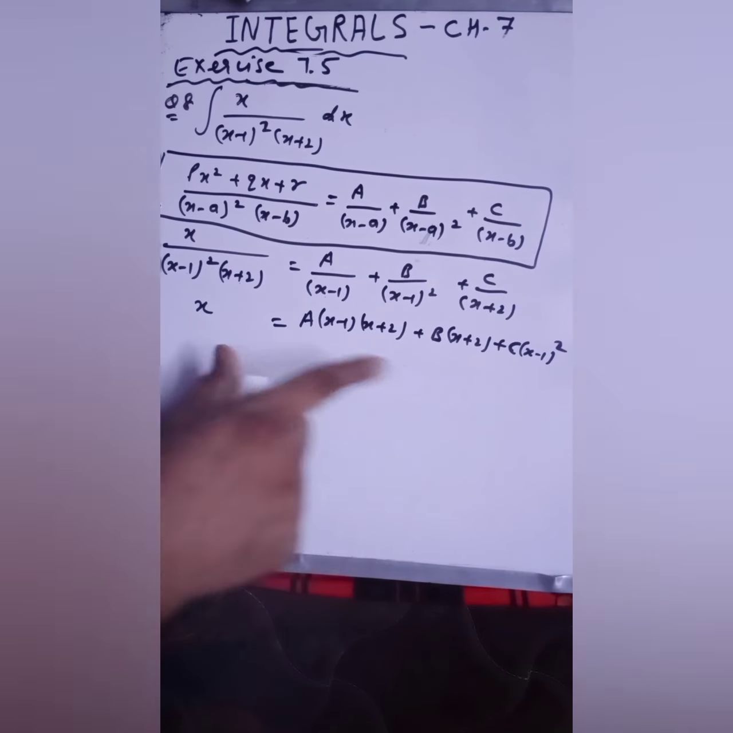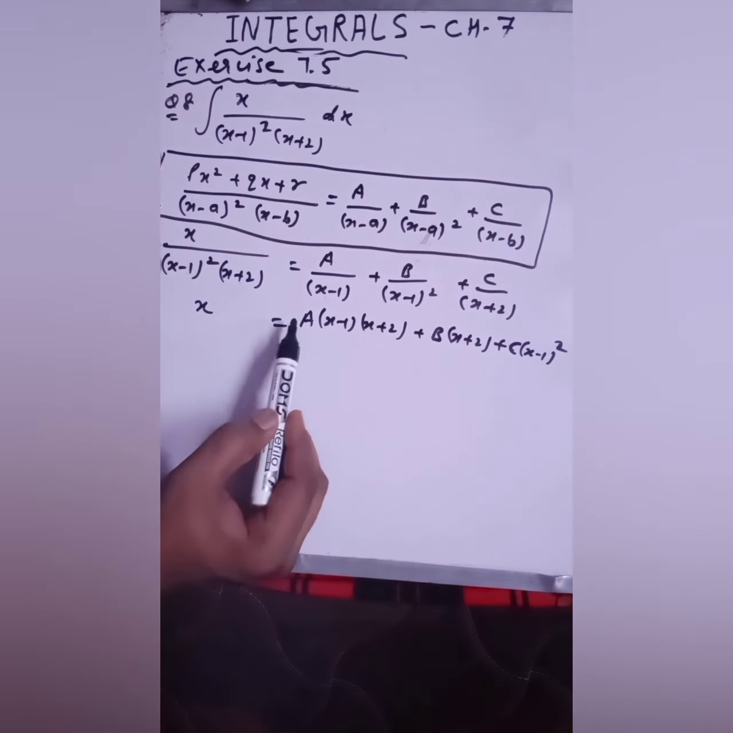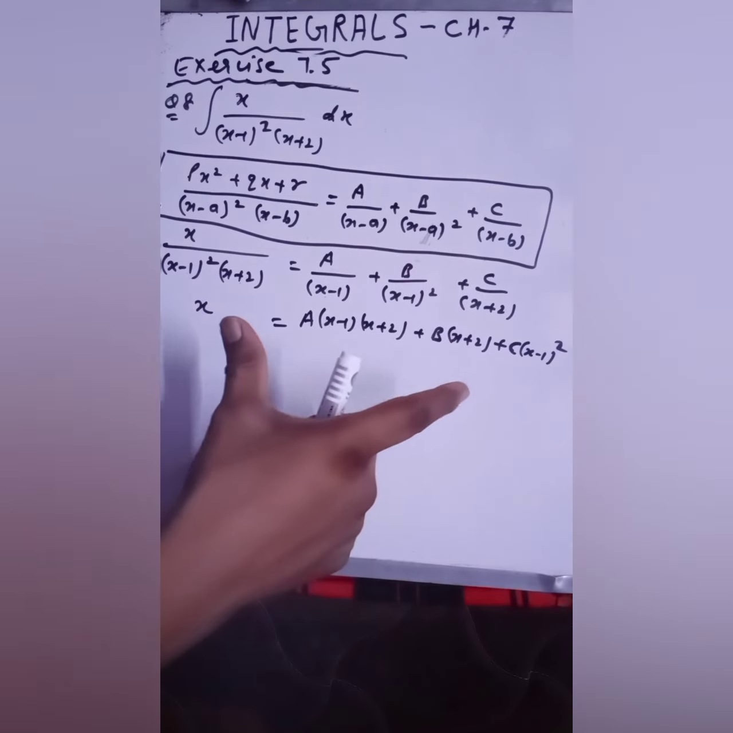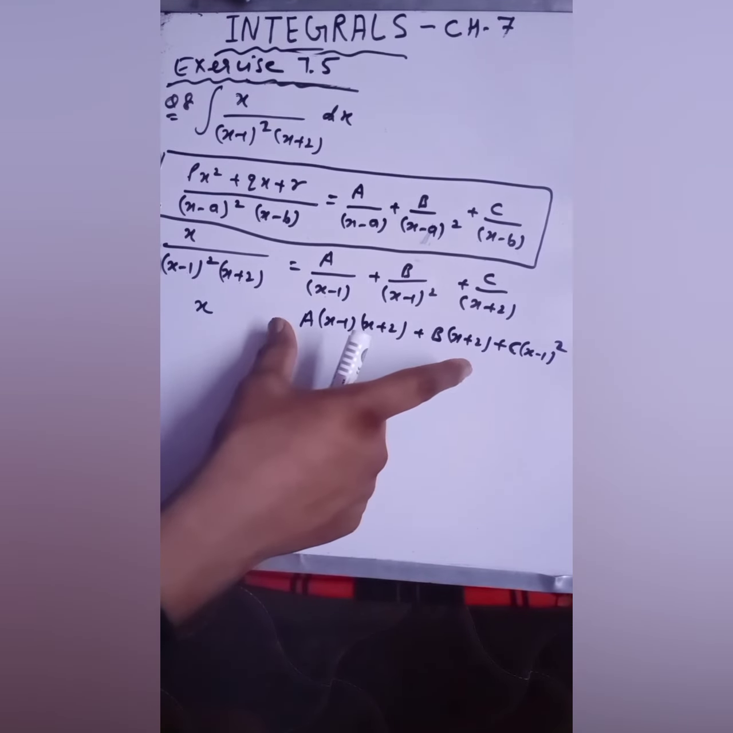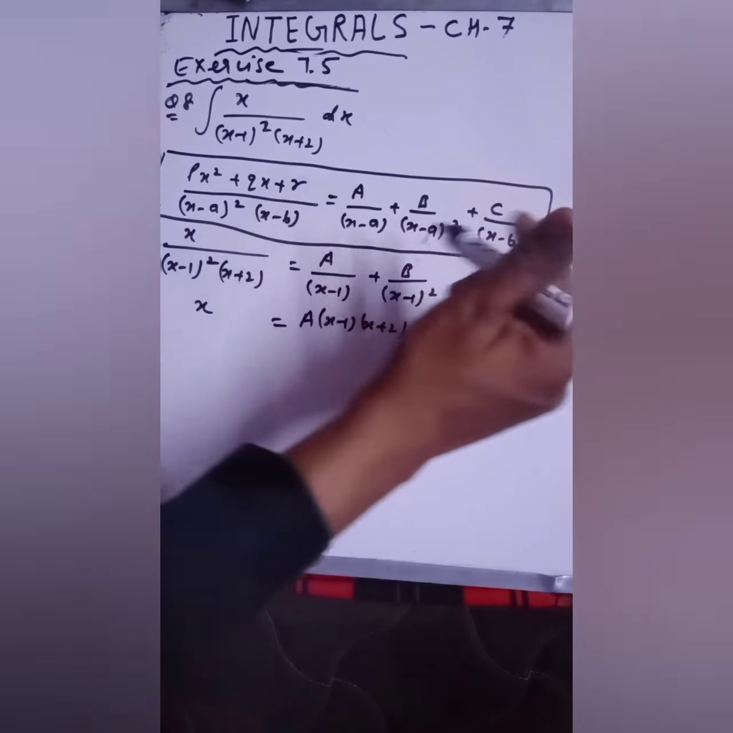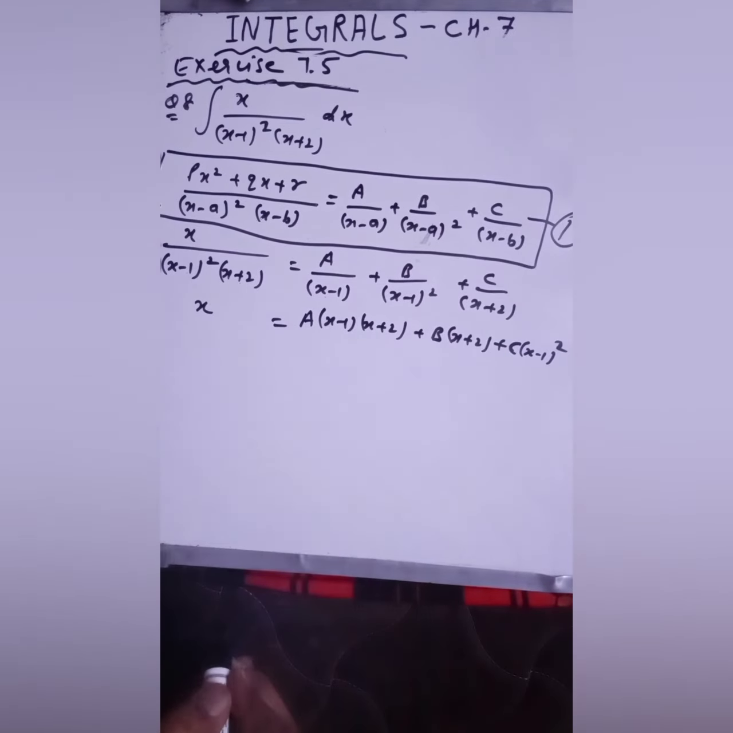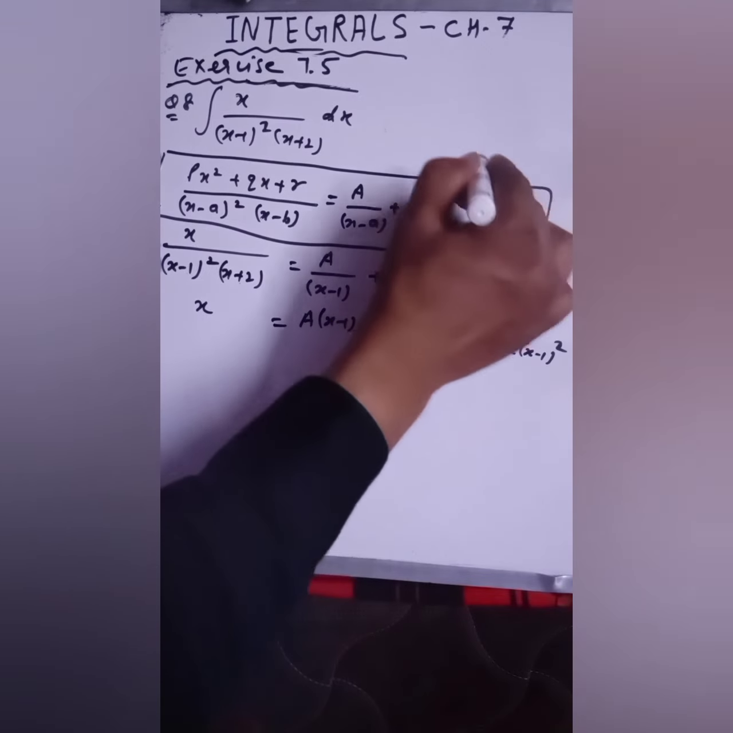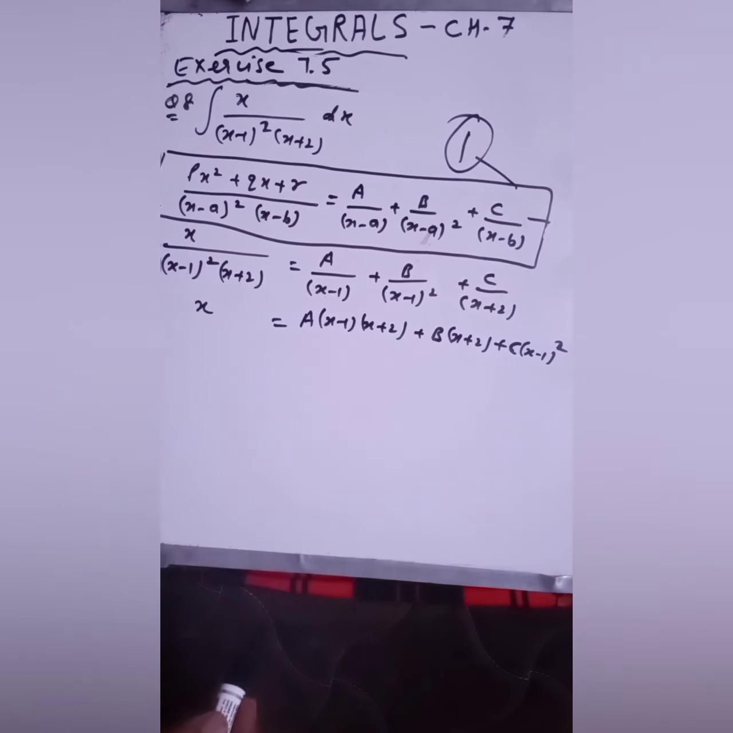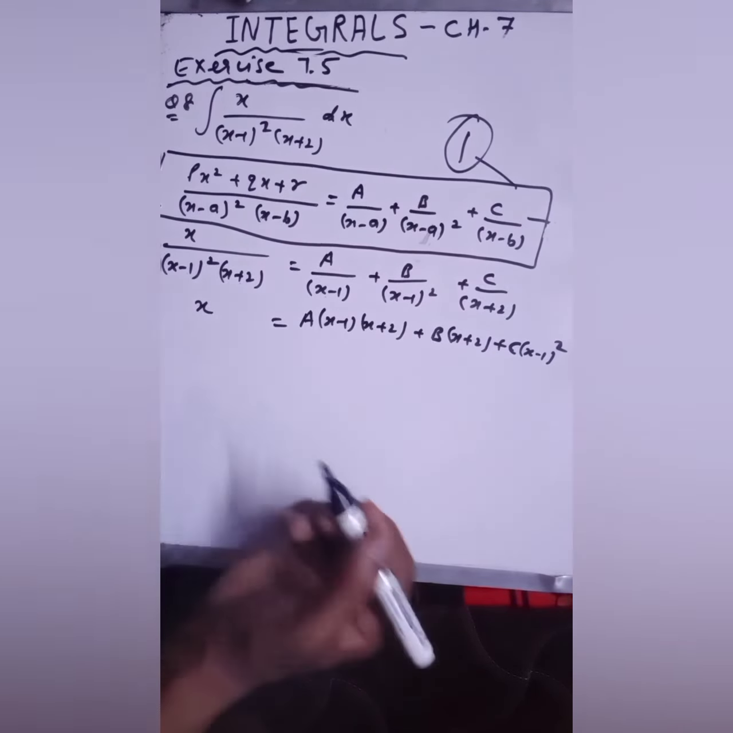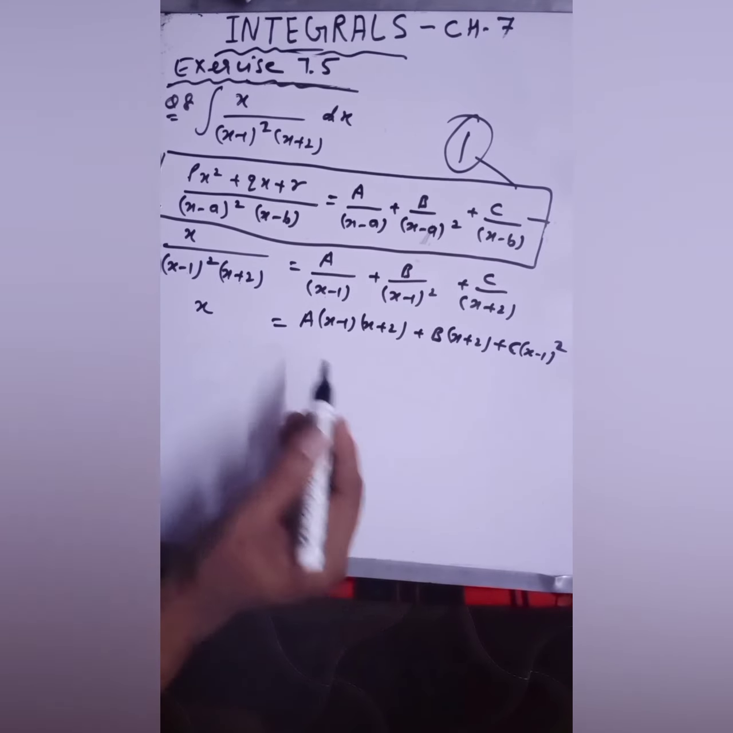Now you have to find out the value of this variable a, b and c, and you have to put this value of the variable a, b, c in this equation. This is your equation number 1. In this equation you have to put this value. Fine. So how will you solve this equation?